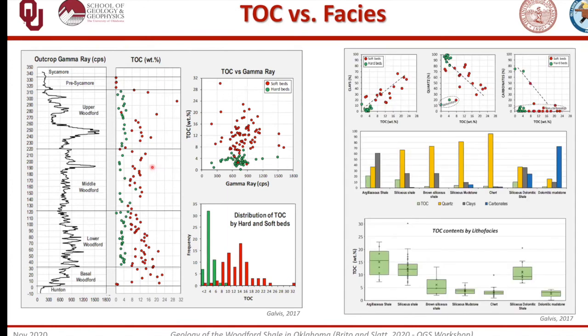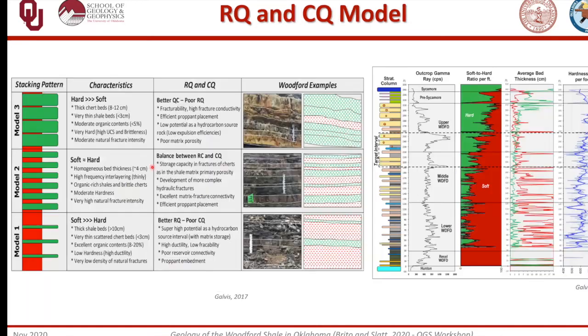And these all again relate to facies, and TOC tends to be higher in the shales compared to the mudstones and the Chert. So our RQ or CQ is reservoir quality or completion quality. Galvis prepared this nice chart where we have 3 different models. So this is very conceptual. We think it applies to the current completion reservoir quality of the rock.